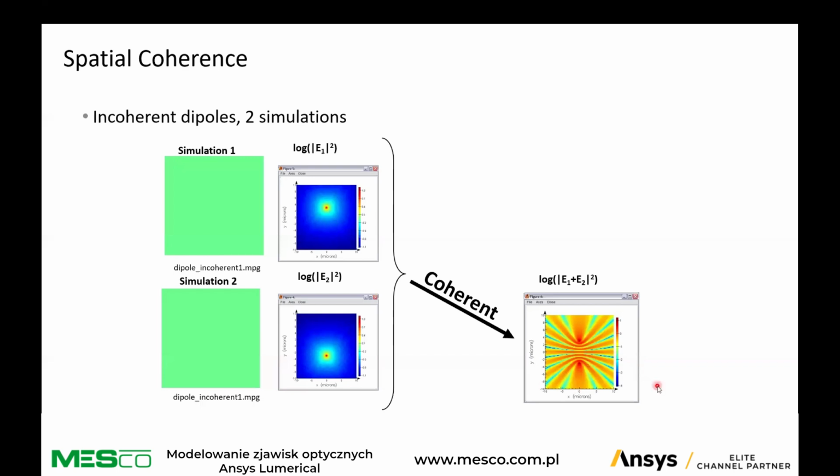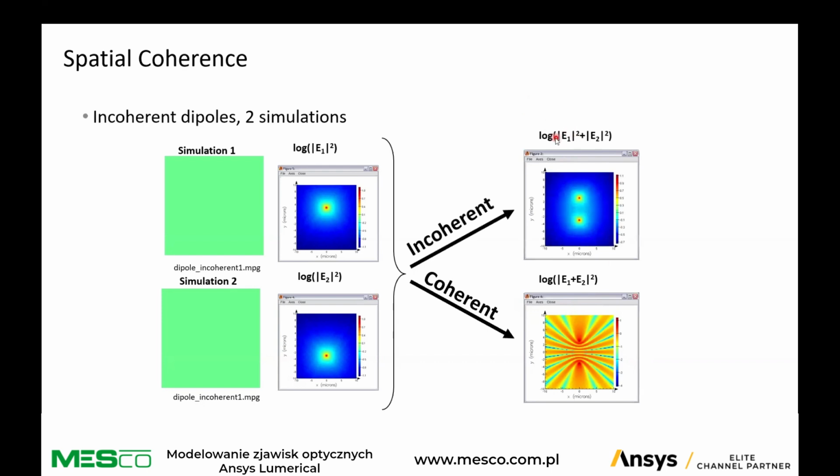But if we add incoherently the fields, so basically what we do is we add the field intensities, the absolute square value of the two fields, then we have the incoherent behavior of those two dipole sources. And this is how we can get incoherent results out of a coherent method such as FDTD. And this is what we're going to apply in our workflow today.